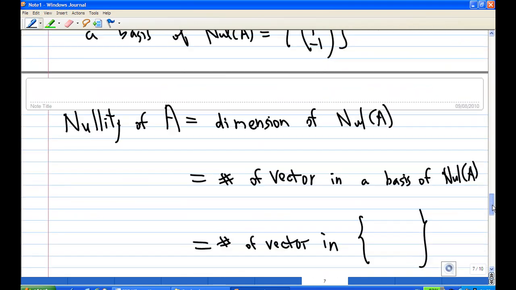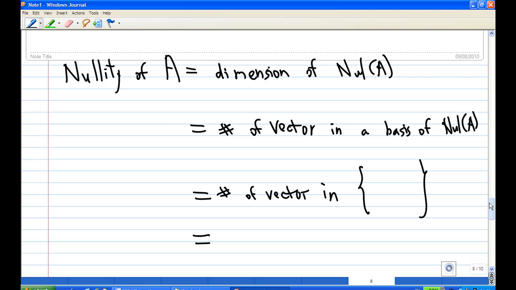Therefore, we can now answer the dimension of the null space. The nullity of A is the dimension of the null space of A. This is the number of vectors in the basis of the null space of A. A basis of the null space of A is a vector set containing 1, 1, minus 1, and there's only one vector, so the dimension of the null space is 1, so the nullity of A is 1.